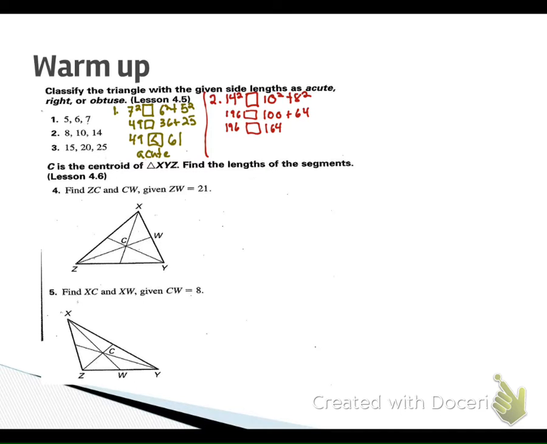How do those relate? 196 is greater than 164. It's greater than. What does it mean when c squared is greater than? Obtuse.